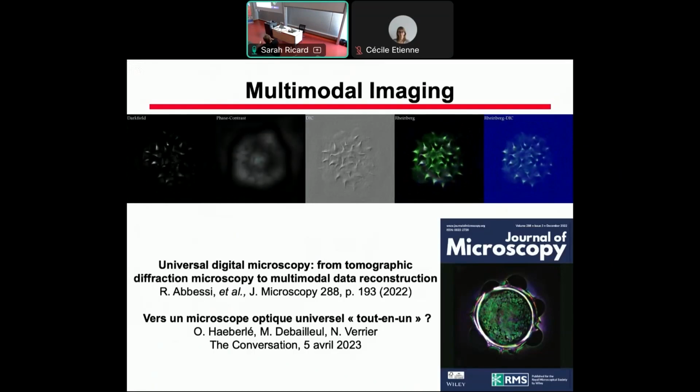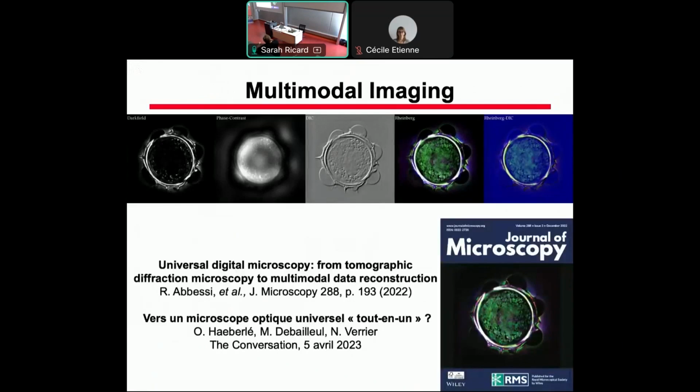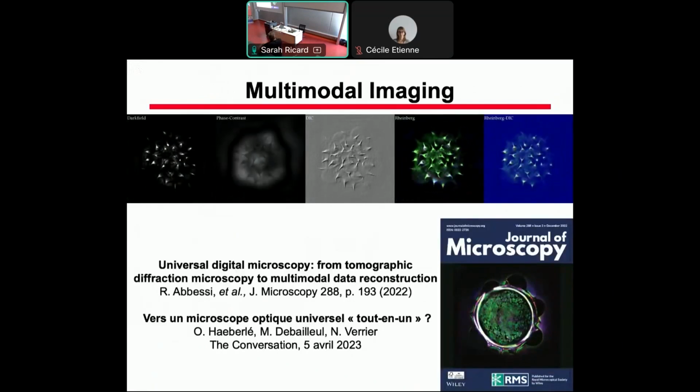An open transmission microscope. So what's next? What's next for the next 10 to 20 years? There are many things to do, because even this is far from being everything. Lots of things have been neglected.